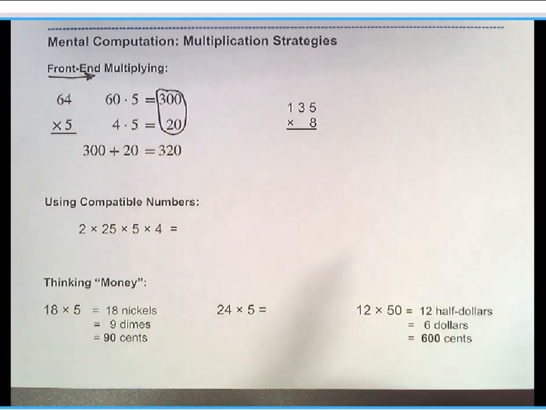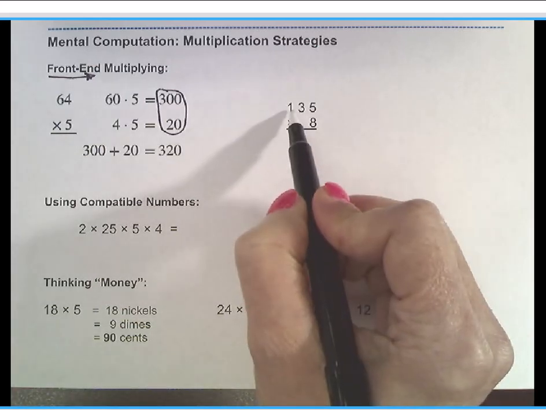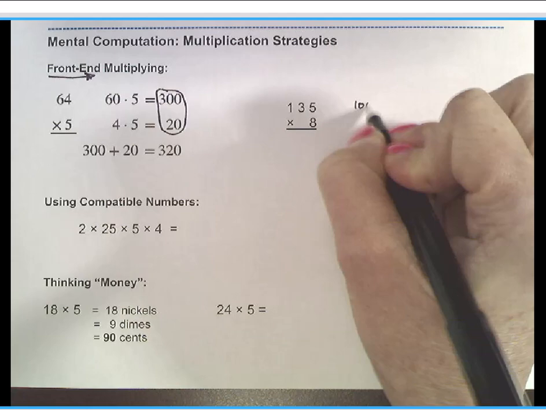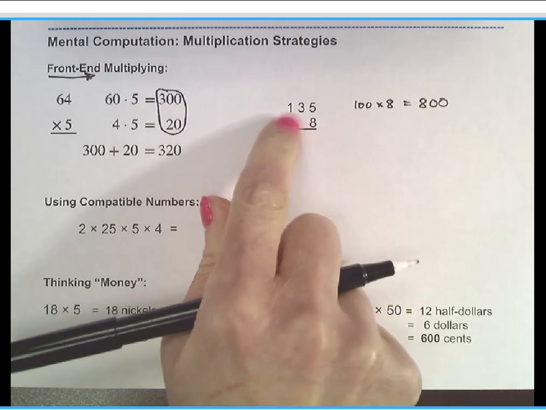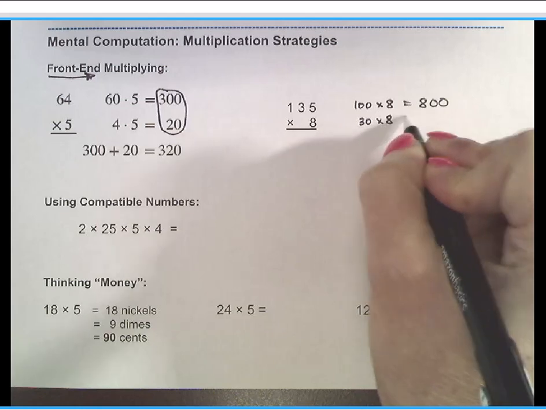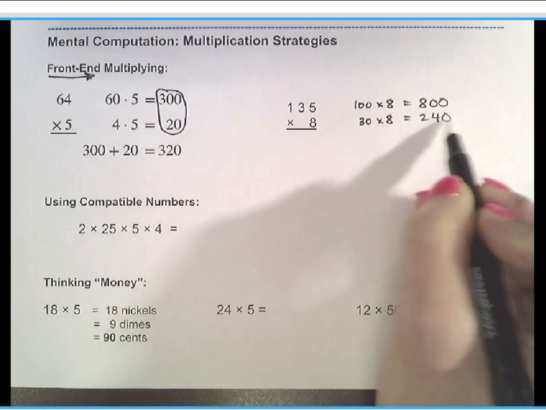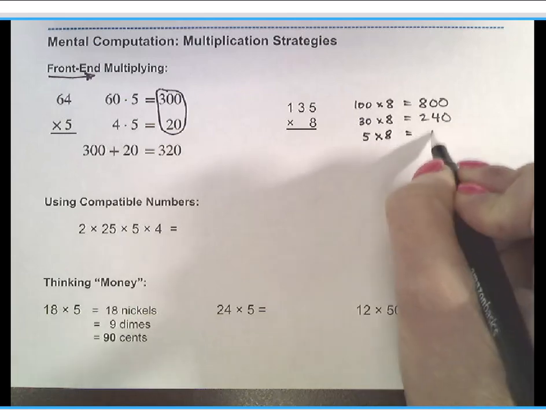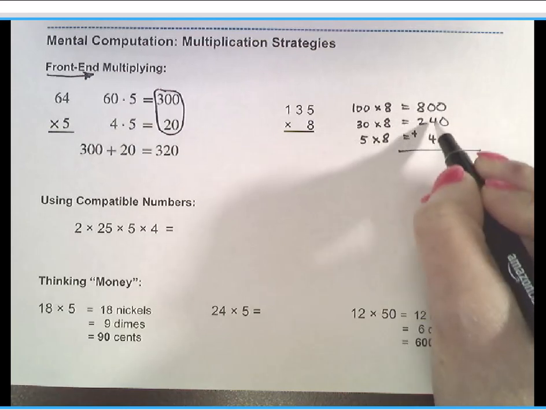Now I'm going to write some stuff down because this is your notes. We've got to write stuff down. Okay, so this one is really 100 times 8, which is 800. So in my head, I would go, okay, that's 800. And then 30 times 8 is 240. So I'm like, okay, I've got 800, I've got 240, that would be 1,040, and then 5 times 8 is 40. And if I add those together, this is 1,080.